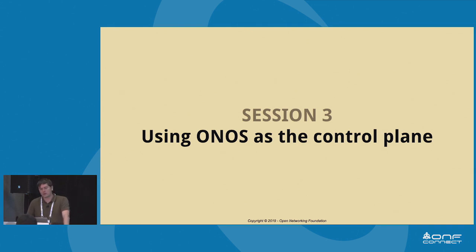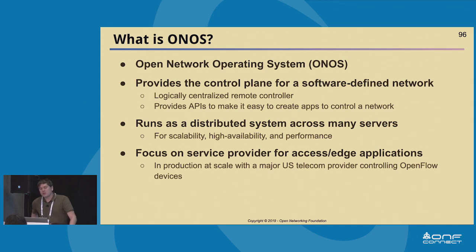So in the next session, I'm going to talk about ONOS, which is a controller platform that today supports protocols like P4Runtime and gNMI. So what is ONOS? ONOS stands for Open Network Operating System. It provides the control plane for a software-defined network, meaning that it acts as a logically centralized remote controller, providing high-level APIs to applications to make it easy for applications to control the network. It runs as a distributed system across many servers, and we do this for scalability, high availability, and performance.